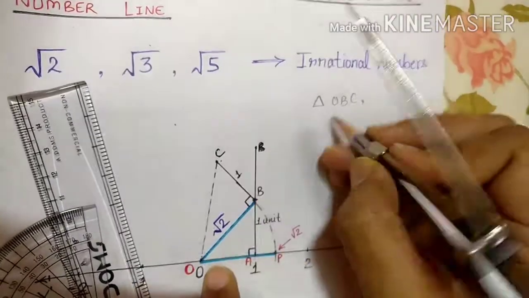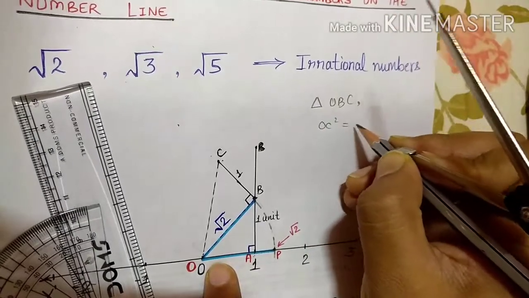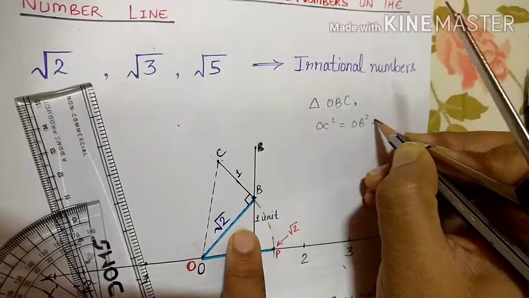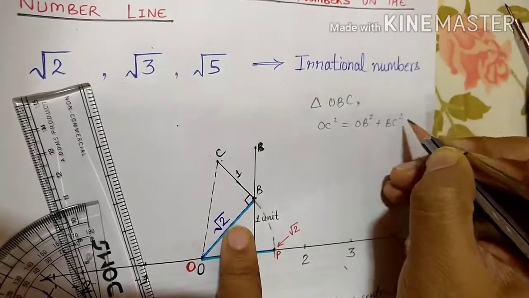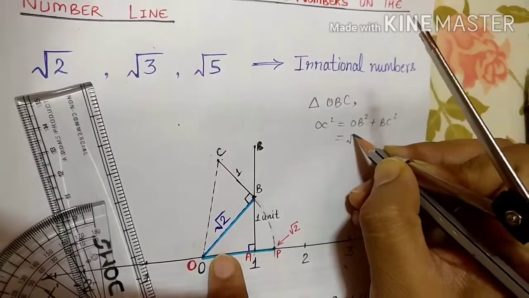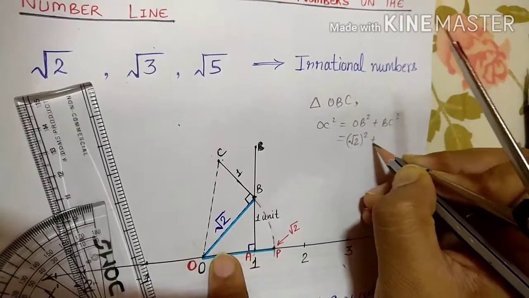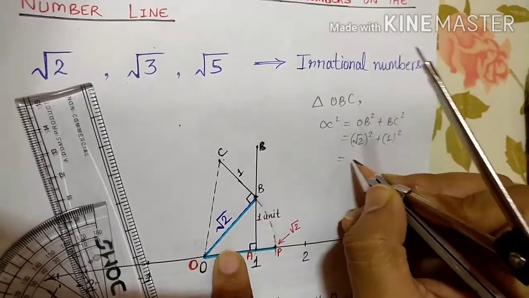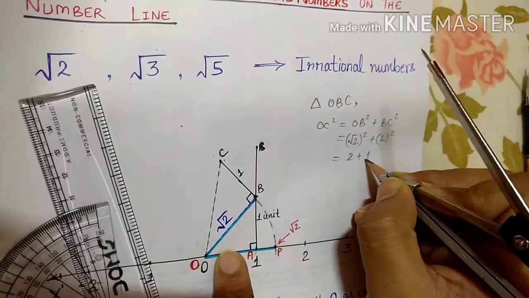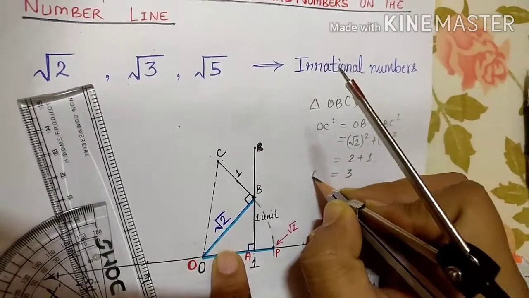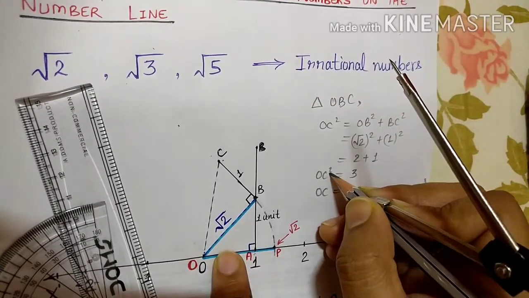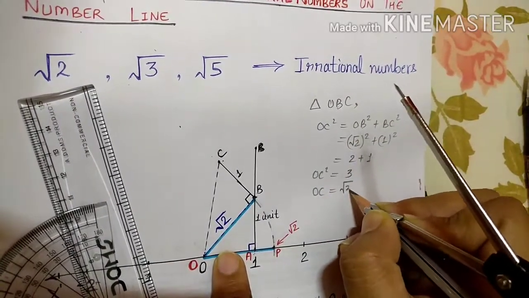So OC square equals what? We can say OB, that is the base, square plus the perpendicular BC square. Now OB is root 2 square, plus BC is 1 square. Root 2 square means 2 only, and 1 square means 1 only. 2 plus 1 is 3. So OC square is 3. So OC equals, this square will be removed, so it becomes root 3.